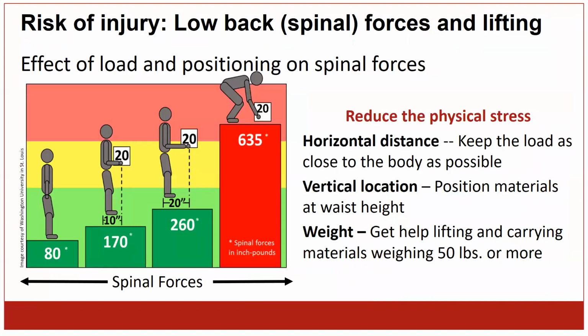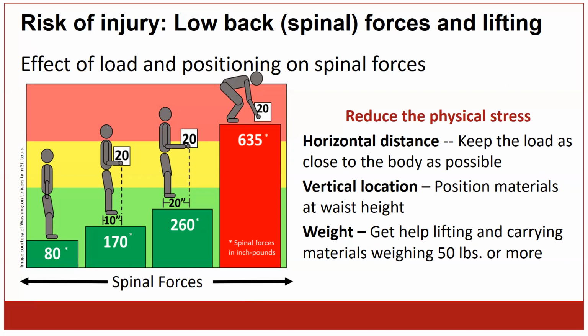How does the weight of the load affect your low back? The weight can be measured through spinal forces at the joints of the low back. In this colorful diagram, the figure to the far left is standing upright with no load. The spinal forces from gravity on the low back is 80 inch-pounds. The second figure is holding a 20-pound load close to the body, or 10 inches from the hands to the low back. This is an ideal posture to carry a load. The spinal forces go up to 170 inch-pounds.